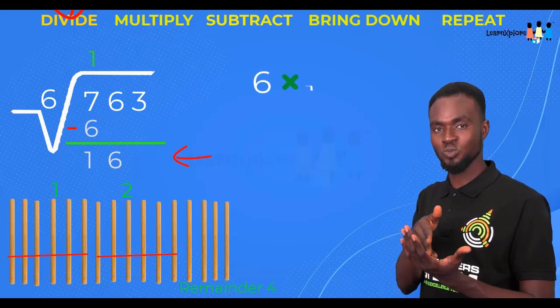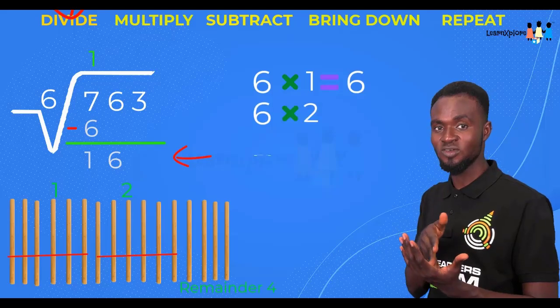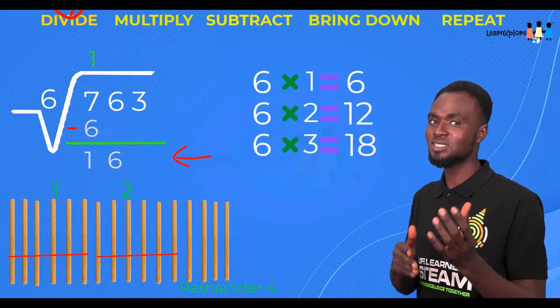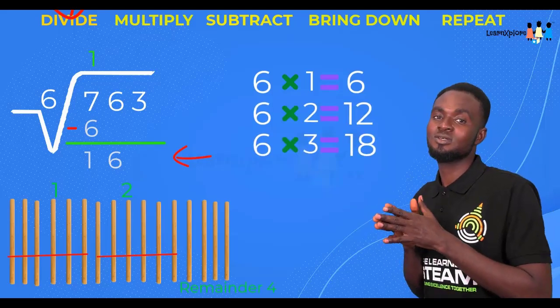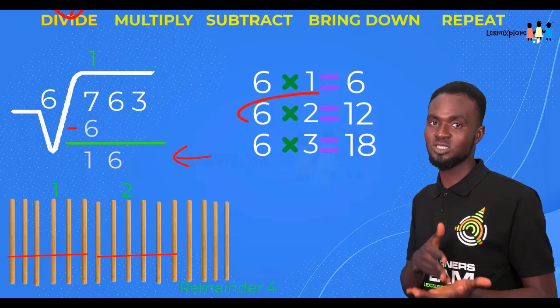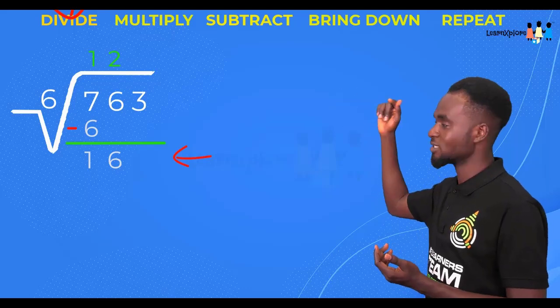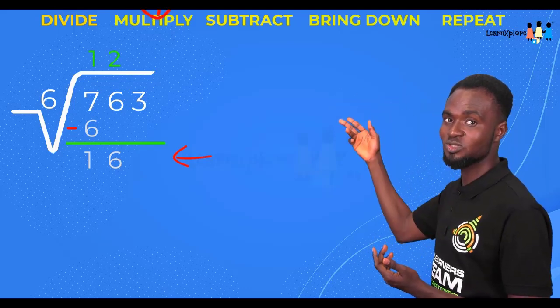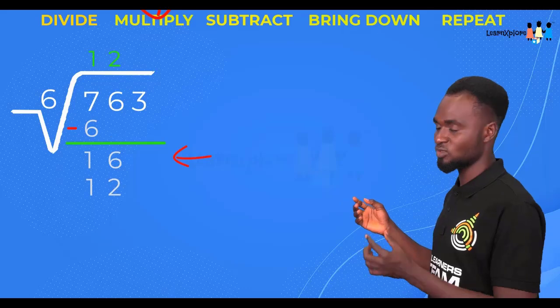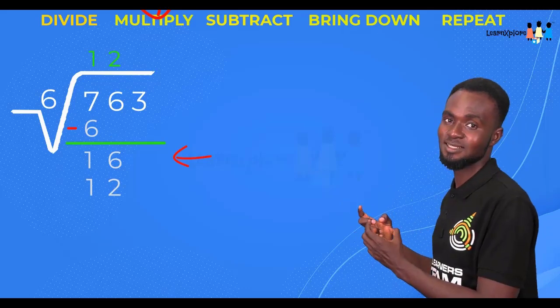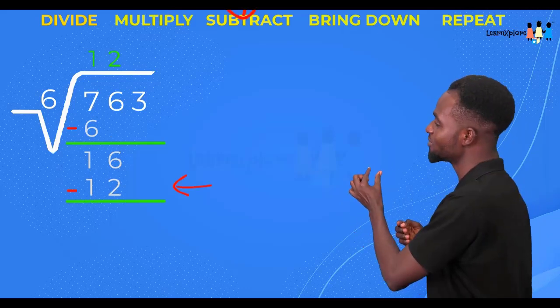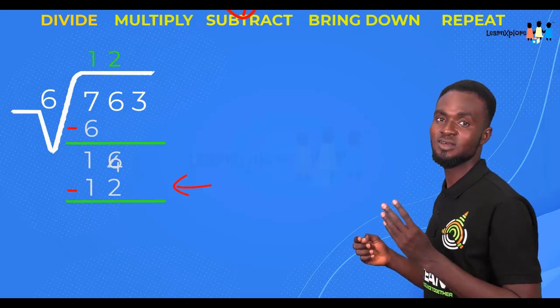So we have 6 times 1 is 6, 6 times 2 is 12, 6 times 3 is 18. So you see 18 is more than 16. So we go for 6 times 2, which is 12. So you put 2 on top of 6. So after that you multiply. 2 times 6 is 12. So you write the 12 under 16. After that you subtract. 16 minus 12 is 4.